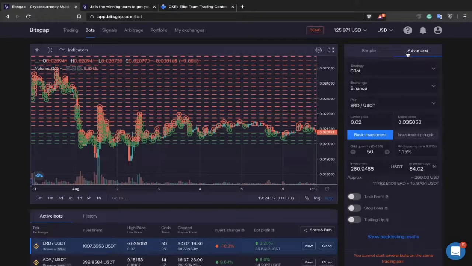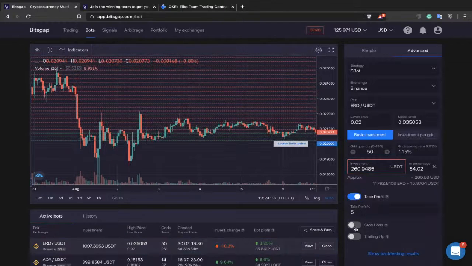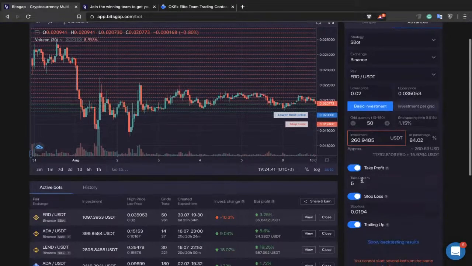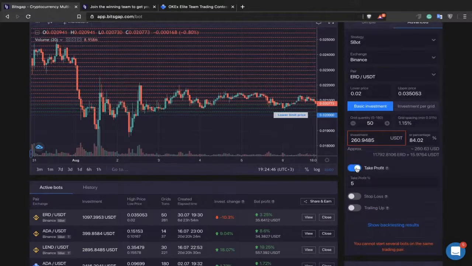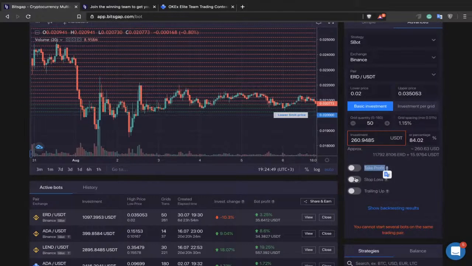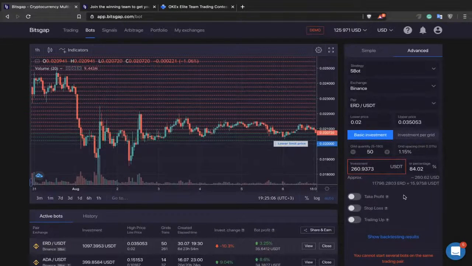The only difference between the advanced and simple is that in the advanced you have three instruments to consider in configurations. That's the take profit, and we will talk about the take profit in 10 minutes. The stop loss, we will also discuss what the stop loss is all about, and the trading up feature. That's basically one of the most interesting ones. I have some slides related to this trading up feature, so stay with me. We will cover all of these instruments and how you can use them to boost your trading performance and secure your trading.